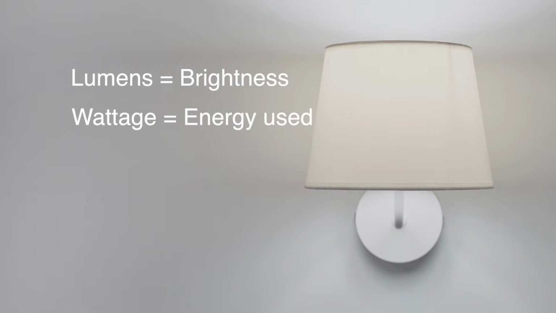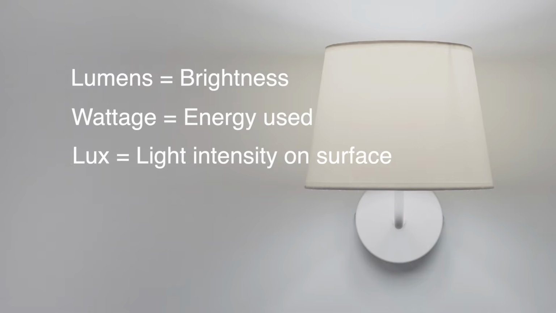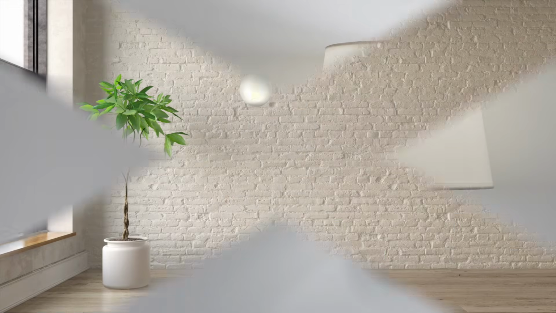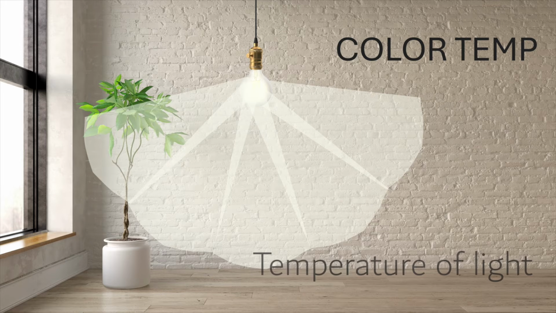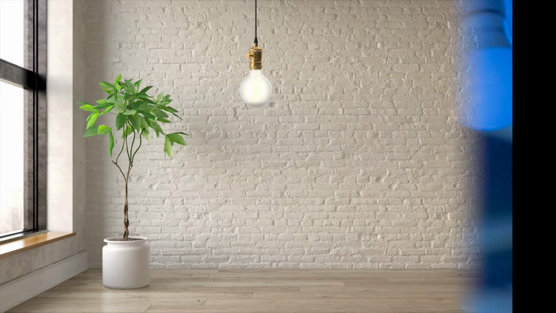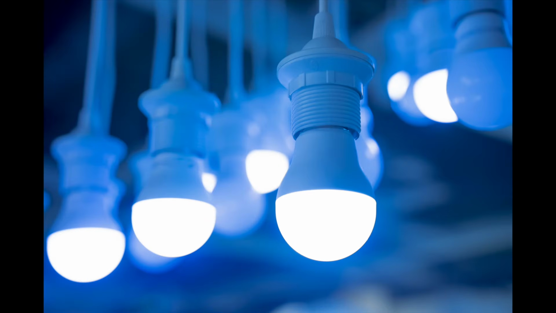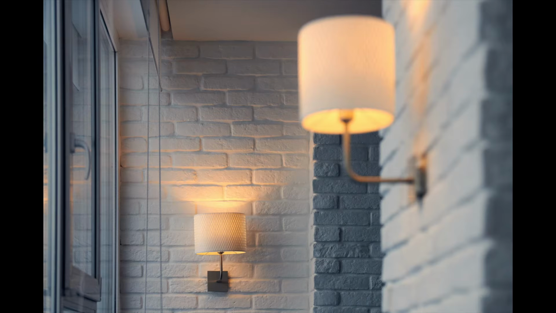So to review, lumens is the brightness, and wattage is the energy used to create that brightness. Lux is how intense the light is upon the surface. But light also has a color temperature. All light has a color temperature, meaning it leans towards a warm or a cool tone. You may have already experienced this with the growing popularity of LED bulbs, which when they first came out tended to look fairly blue as compared to an incandescent bulb.